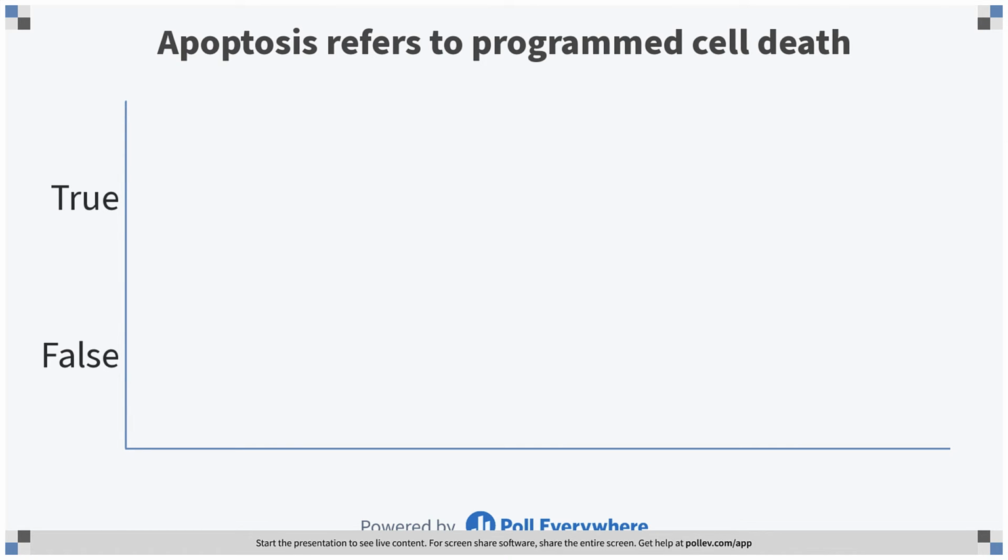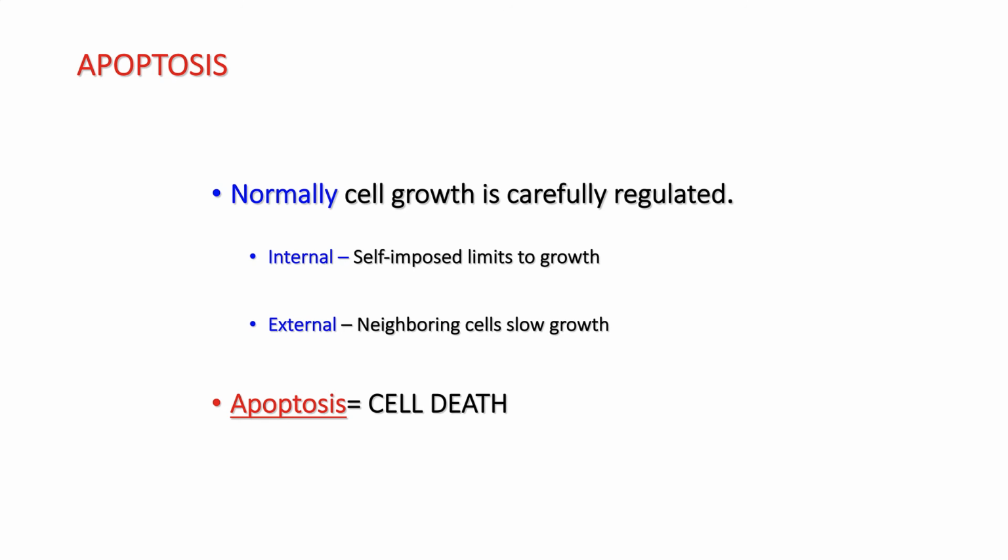Apoptosis refers to programmed cell death. This is true. Normally, cell growth is carefully regulated by those internal and external signals that we talked about in the previous slide. Apoptosis stands for programmed cell death. For example, as I said in the video, red blood cells are programmed to die after around 3 months. The cells inside your mouth or your intestines usually last about 3 days, and they are replaced by new cells. With cancer, this program stops working and the cells continue to divide and divide and divide.